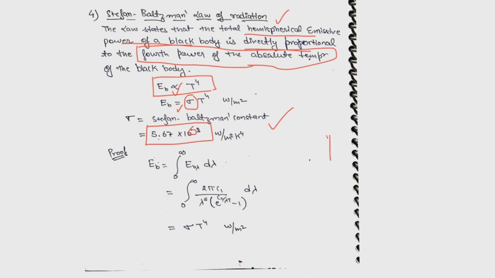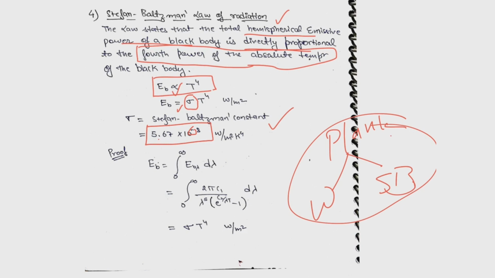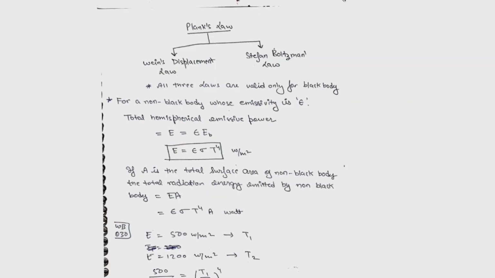Therefore the two laws are derived from Planck's law. Planck's law is the head, and Wien's displacement law and Stefan-Boltzmann law are derived from Planck's law. Therefore Planck's law is the basic law. As I said, Planck's law gives Wien's displacement law as well as Stefan-Boltzmann law, and all these three laws are valid for a black body. If you want to find something for a non-black body, then you just have to multiply with emissivity, that's it. Just use the value of emissivity, you will get everything for a non-black body.